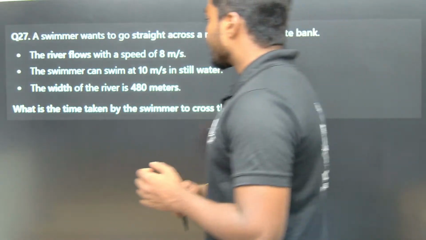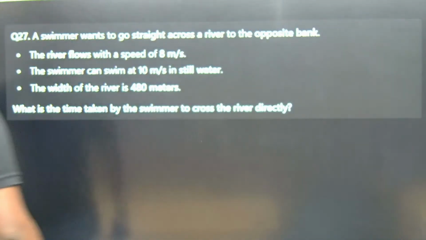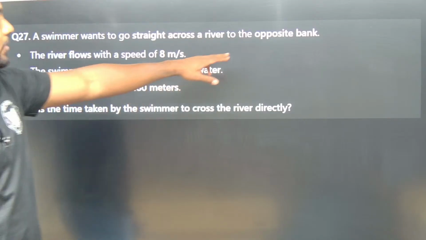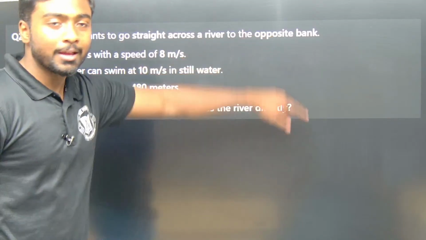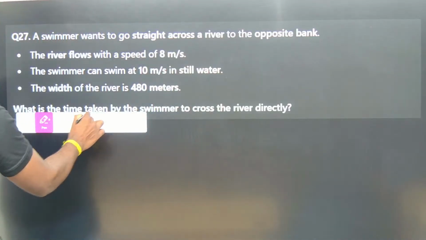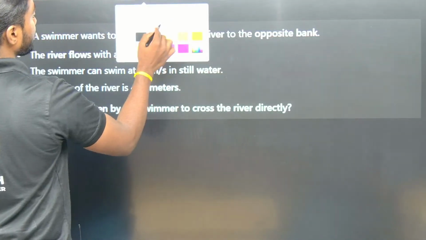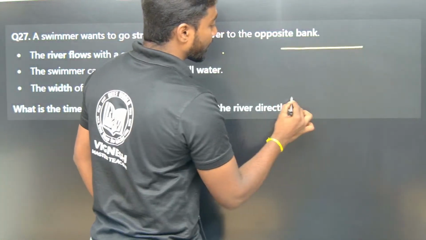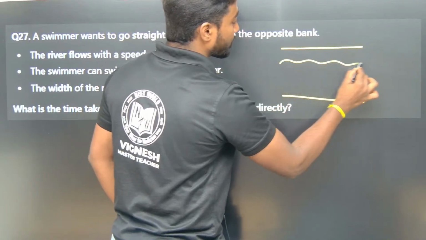Okay, so let me give a trick to find this easily. I start at a point and need to reach exactly the opposite point on the bank of the river, right? Let me take the pen. Suppose this is the river, and consider the river is flowing like this.